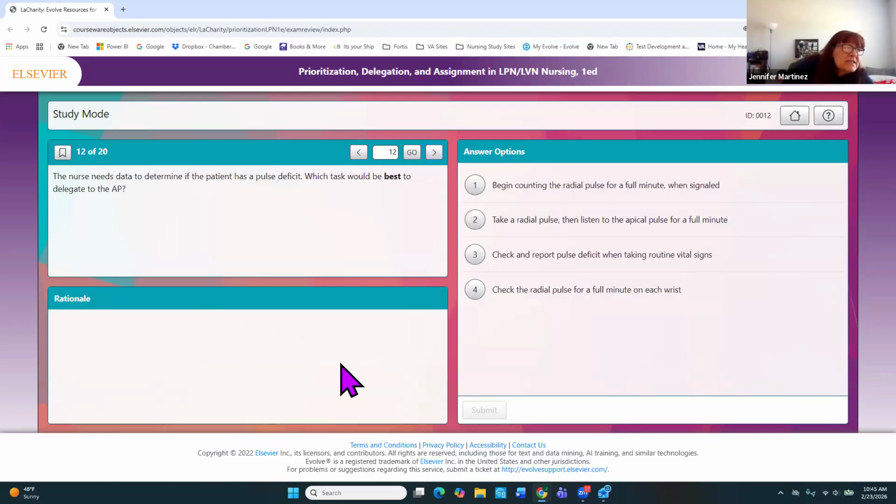All right. The nurse needs data to determine if the patient has a pulse deficit. Which task would be best to delegate to the assistive personnel? So, one, begin counting the radial pulse for a full minute when signaled. Two, take a radial pulse, then listen to the apical pulse for a full minute. Three, check and report pulse deficit when taking routine vital signs. Or four, check the radial pulse for a full minute on each wrist. How do we assess for a pulse deficit?